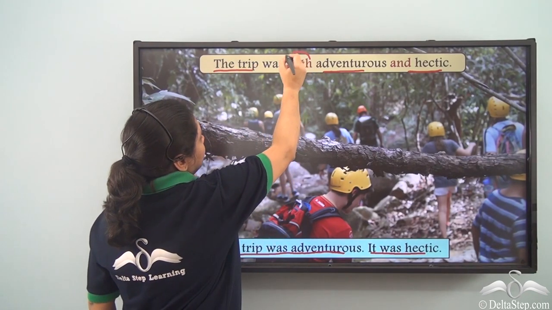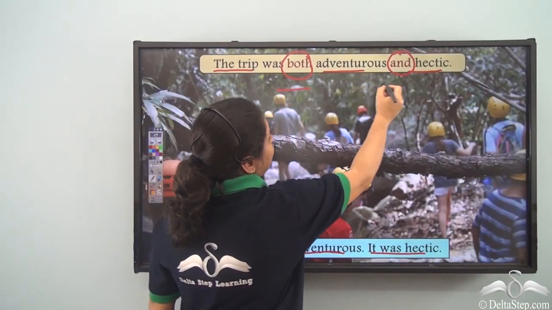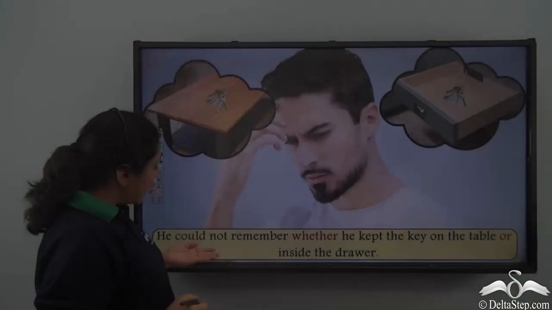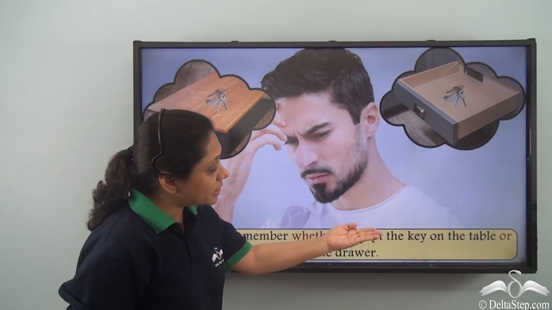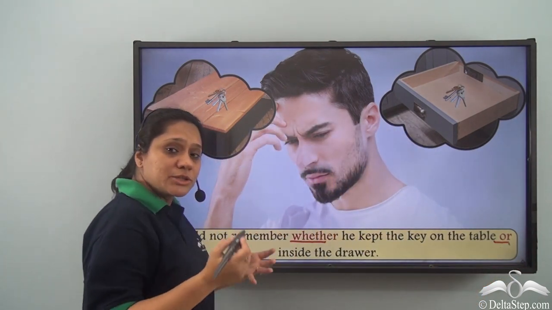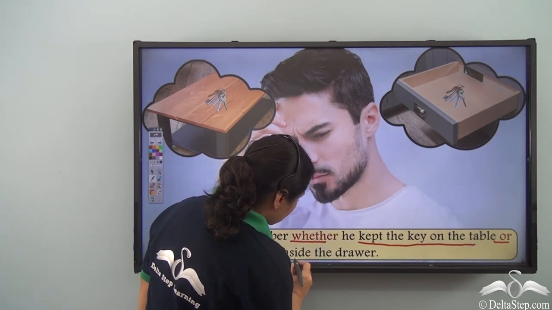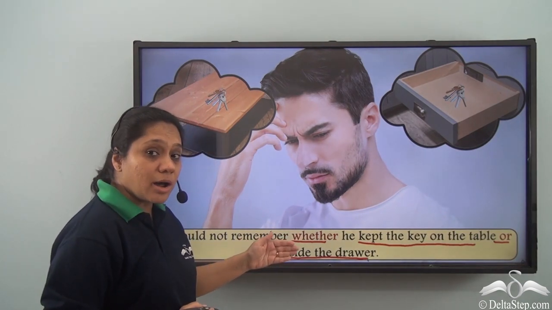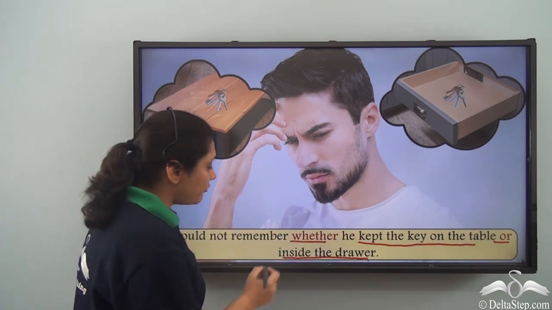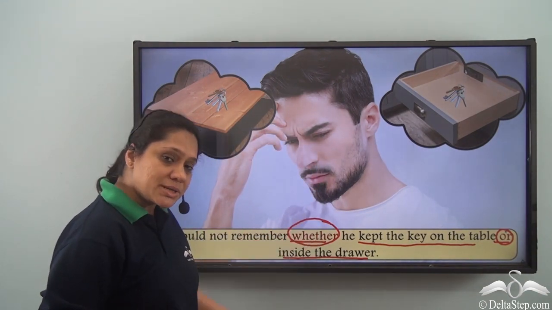So both and is the conjunction that we have used here. We have put them in different places in the same sentence. So both and is a correlative conjunction. He could not remember whether he kept the key on the table or inside the drawer. So whether or are actually joining two options or alternatives. What are they? Kept the key on the table, inside the drawer. So both these options or alternatives are very, very important for this sentence. They are equally important. So whether or is a correlative conjunction used here.